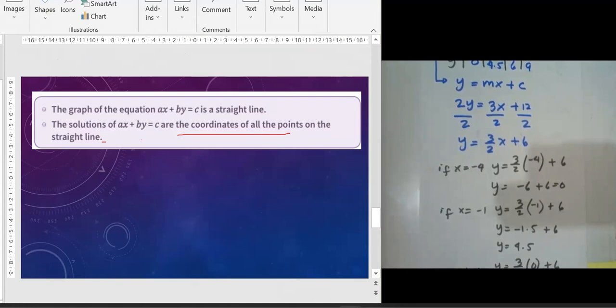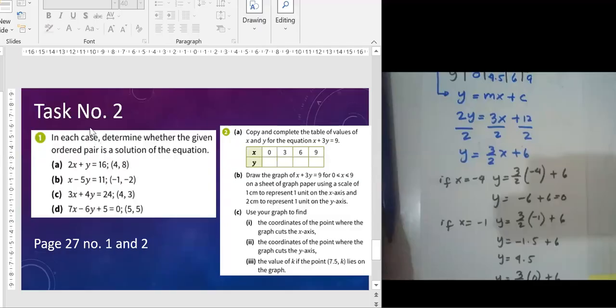Let me just pull it up. All right, so this is your task number 2. Question number 1: in each case, determine whether the given ordered pair is a solution of the equation. Again, what did we say? You plug this into each function, and if it's true, then it is a solution. In number 2, just follow exactly the same stuff that we did.